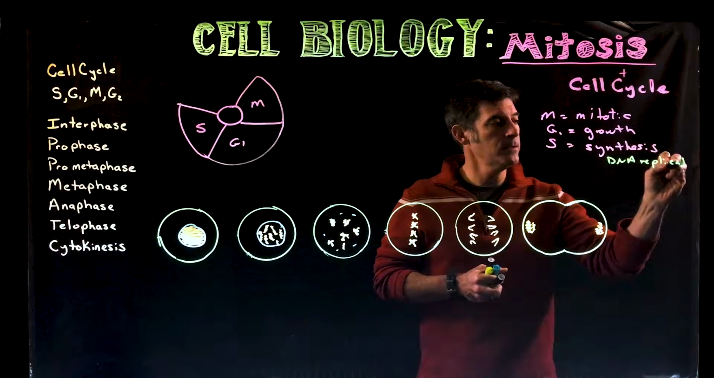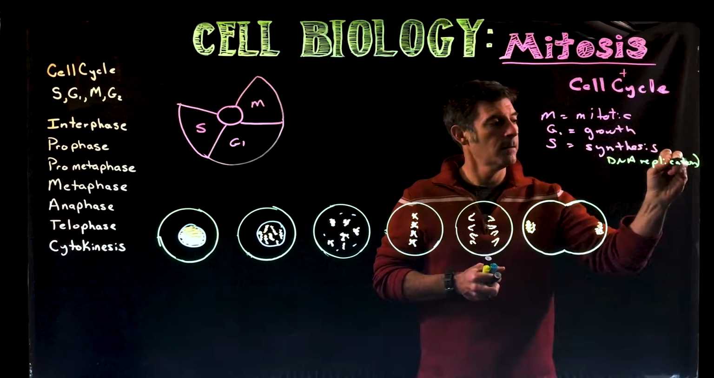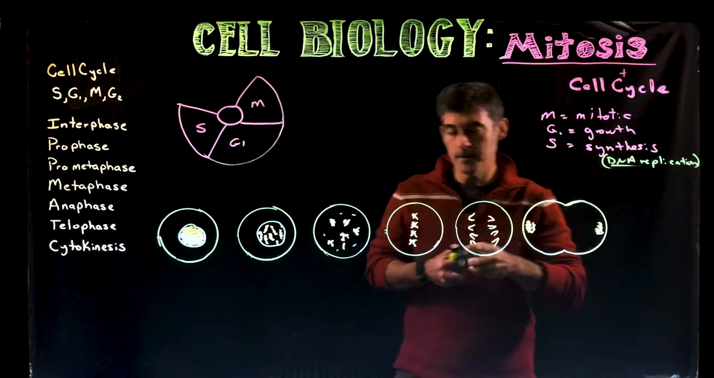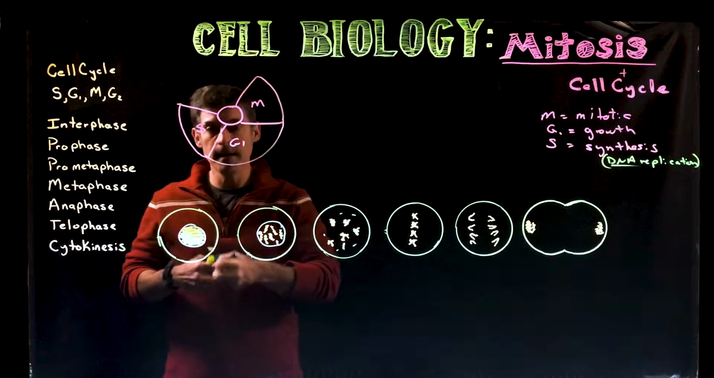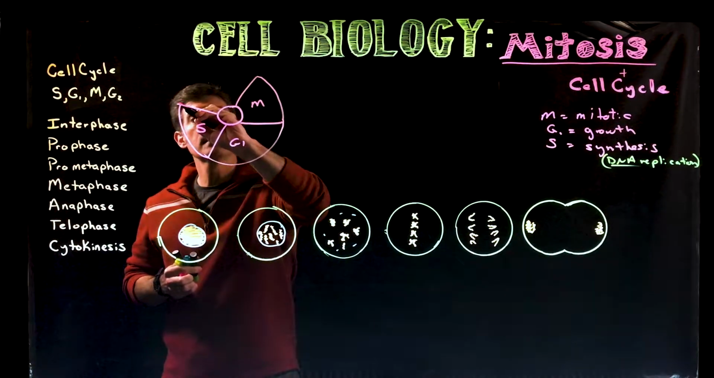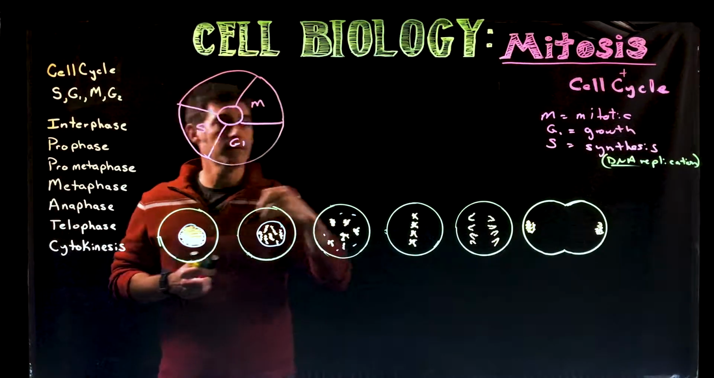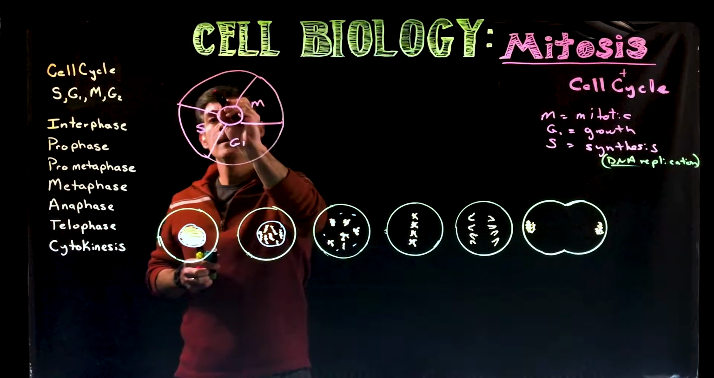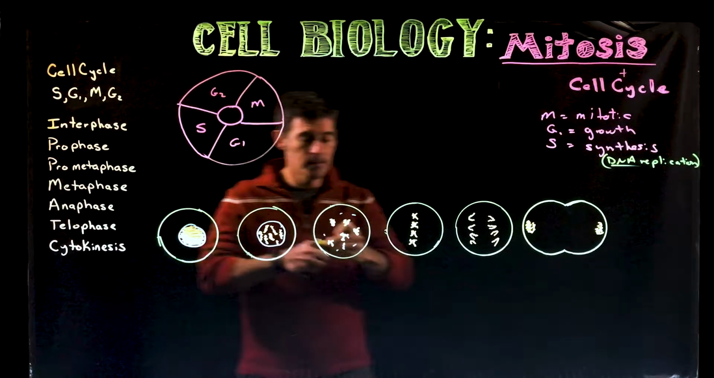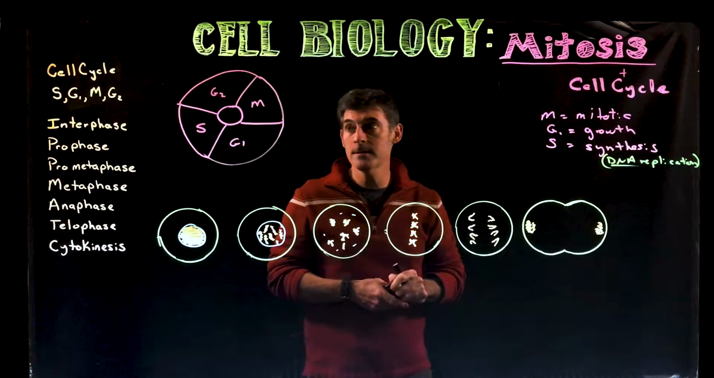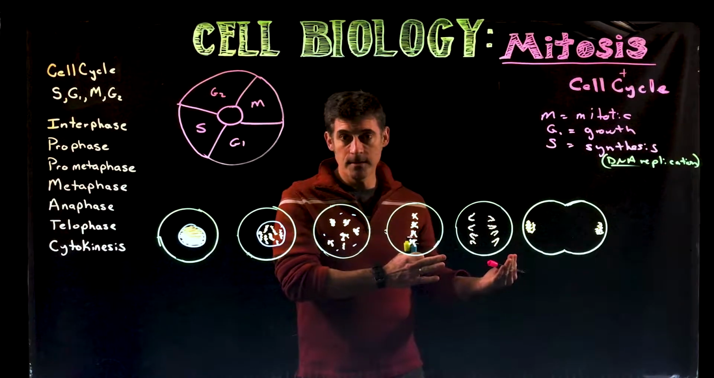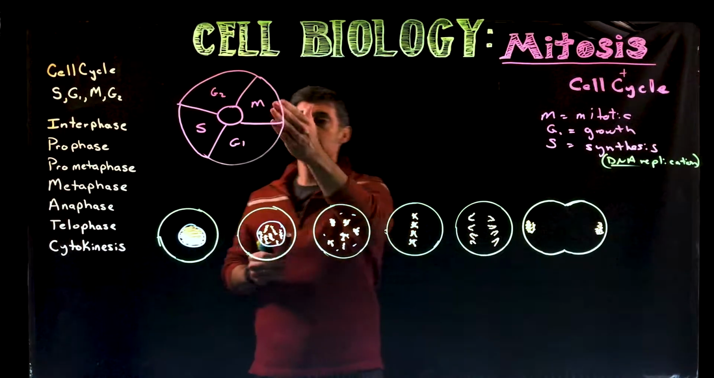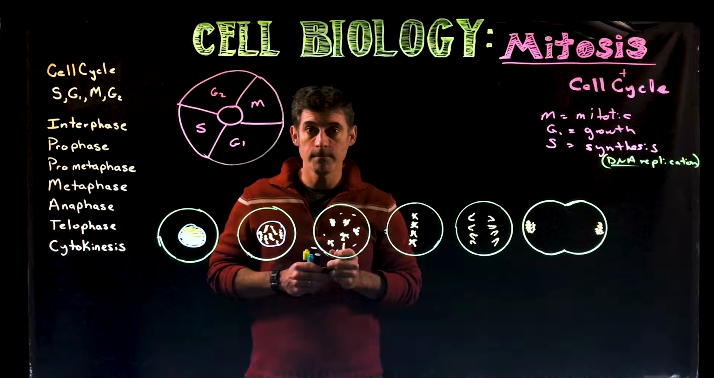DNA replication is the synthesis phase. So go back if you haven't looked at that yet. And then after the synthesis phase of doubling up the DNA, we still have another growth phase where additional proteins are doubled up in preparation for the actual division process. And then we enter the M phase, the mitotic phase.